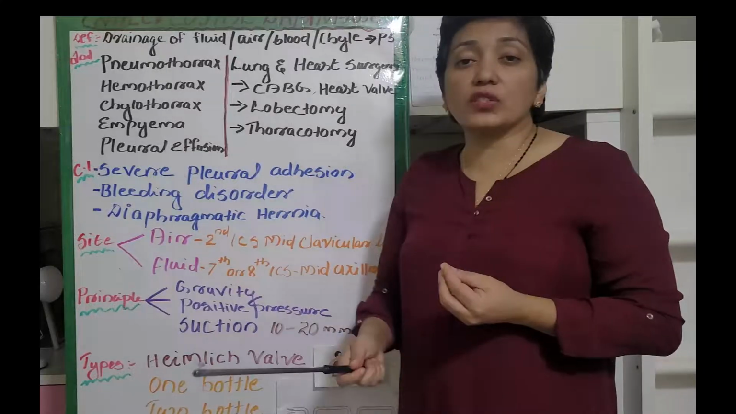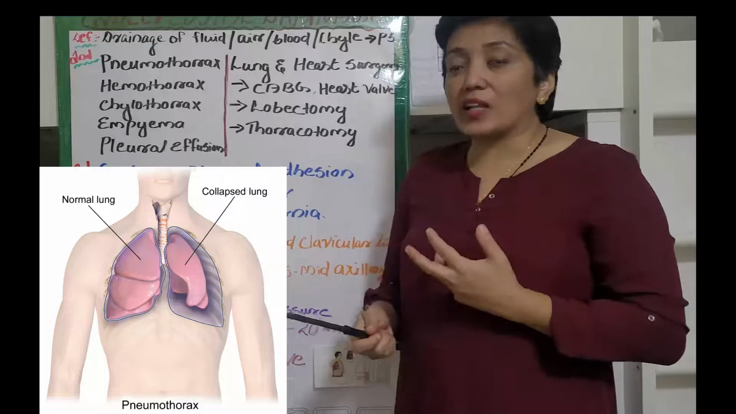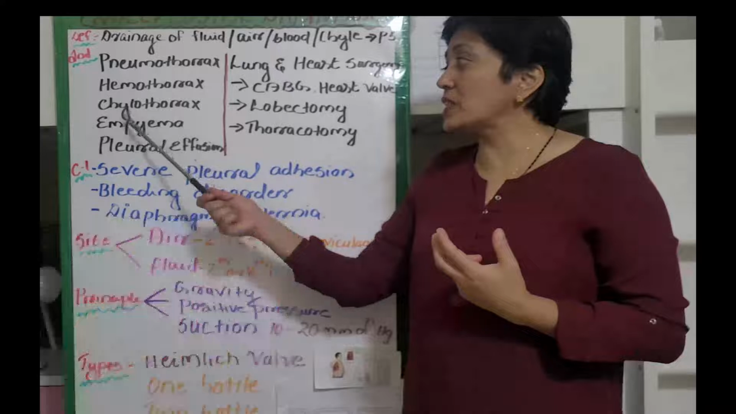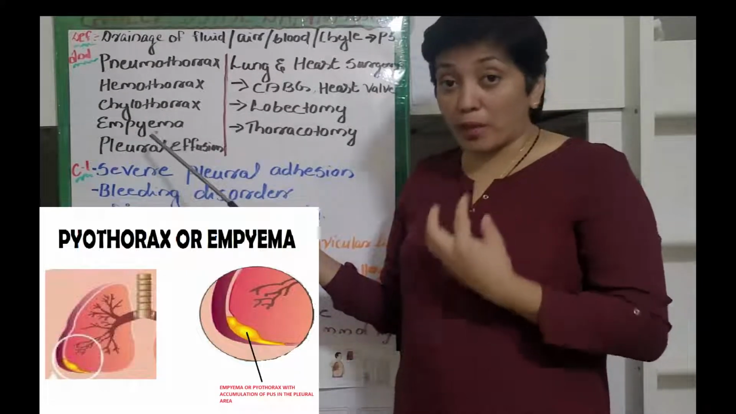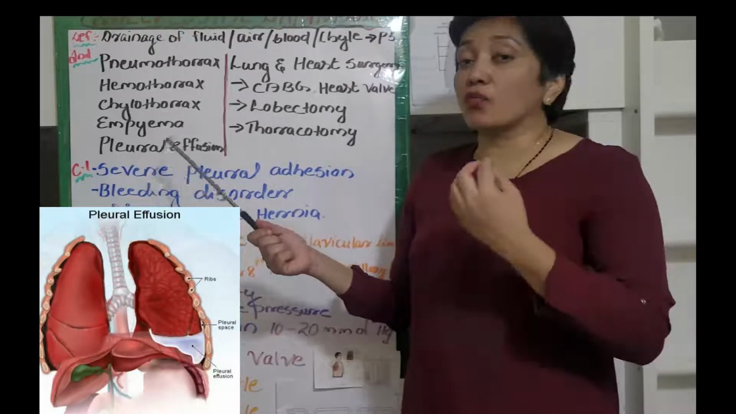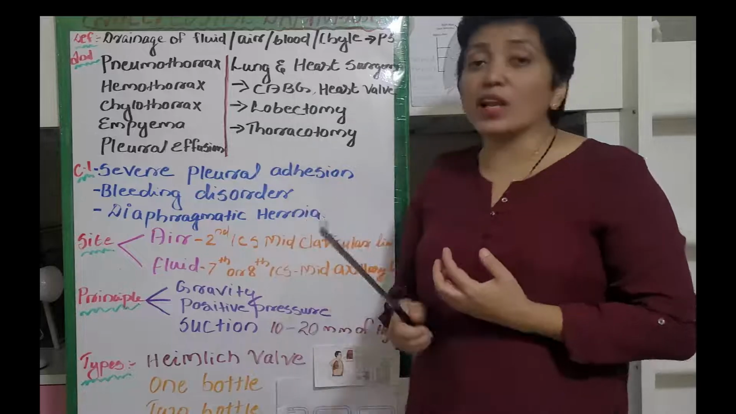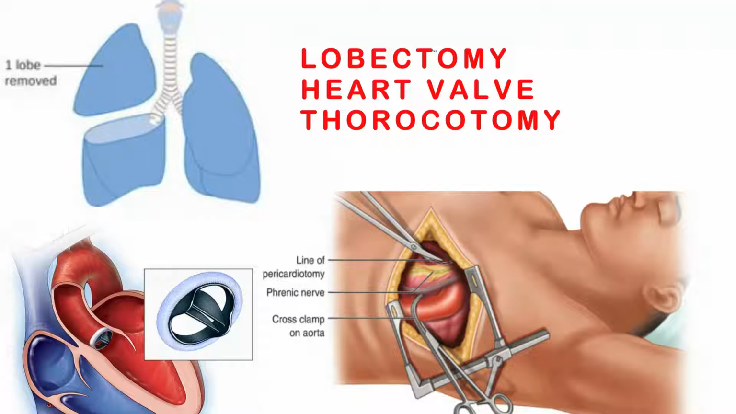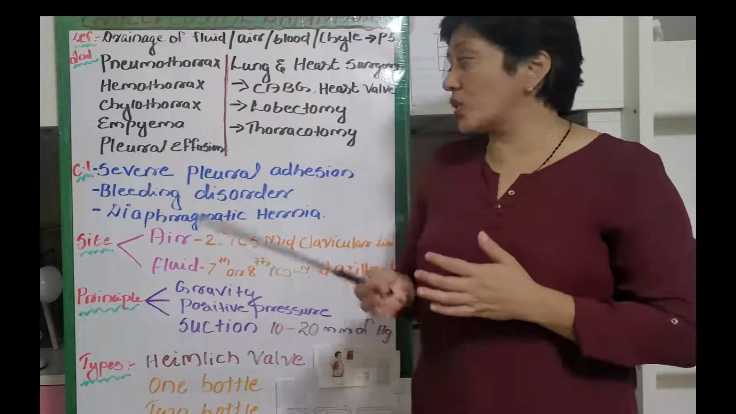What are the indications for intercostal drainage? First comes pneumothorax, that is air in the pleural space; hemothorax, that is blood in the pleural space; chylothorax, that is lymphatic fluid; empyema is pus; pleural effusion is the fluid collection in the thoracic space. Then come lung and heart surgeries like CABG, coronary artery bypass graft, heart valves, lobectomy and thoracotomy. So these are some of the indications for going ahead with intercostal drainage.